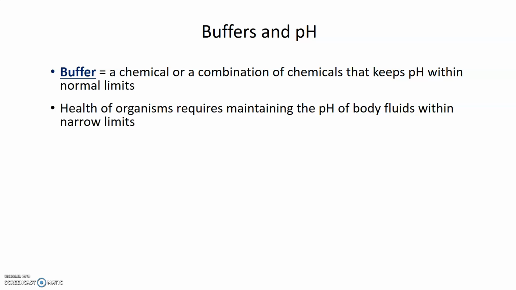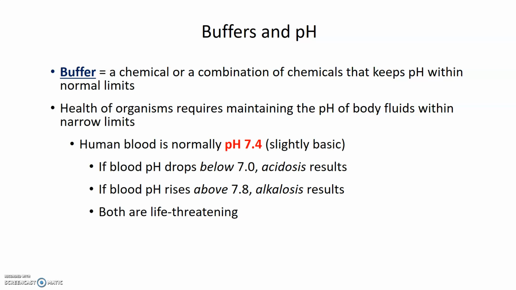There are some types of substances or chemicals that are able to resist changes to their pH and stop those fluctuations from happening, to keep pH within normal limits. Those are what are known as buffers. The health of organisms, including us as humans, requires that we maintain the pH of body fluids within a very narrow limit to maintain homeostasis.